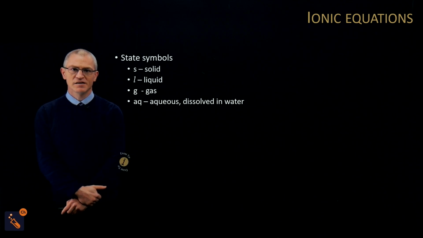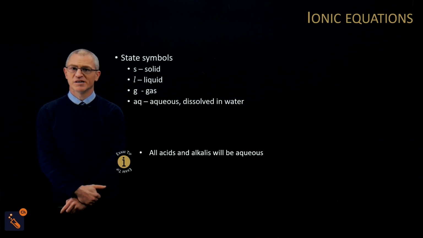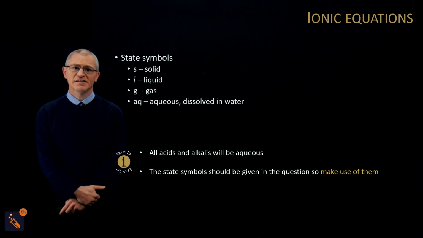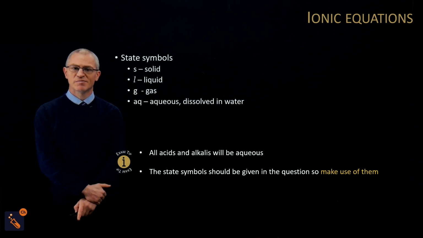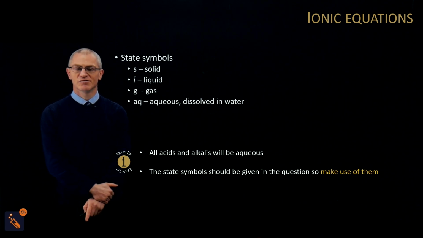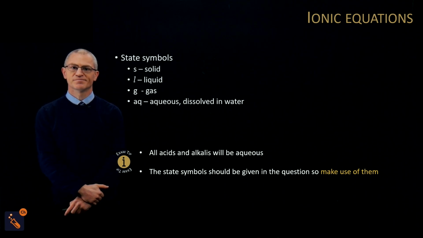Now, our tips are: all acids and alkalis, as I said, will be aqueous. So make sure if you have an acid or an alkali there, it is aqueous. The state symbols should be given in the question, so please make use of them. You'll have it described as to whether it is aqueous or solid or liquid, depending on whether it's common knowledge. For example, oxygen, you should really know that's a gas. You shouldn't need to be told that. But a paragraph may tell you that it's aqueous, or it may tell you it's a solution or things like that. So make sure you read the question properly.